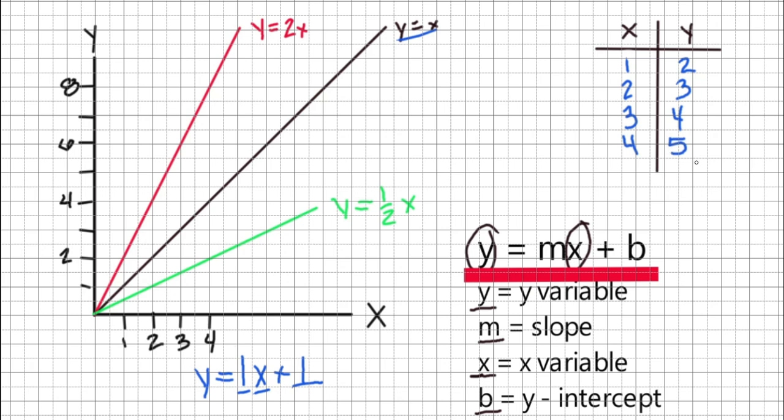And now let's go ahead and plot these. Okay, so 1 is 2, 2 is 3, 3 is 4, 4 is 5. All right. And now with this one, let's add one more spot. Let's say x equals 0. So if x equals 0, 0 times anything is 0. So this is 0 plus 1 equals 1. So our y equals 1.